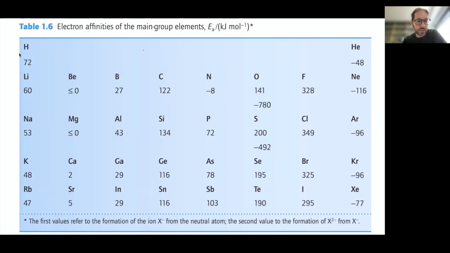So it decreases across the group here, right? So for these elements, we have the highest values of electron affinity.